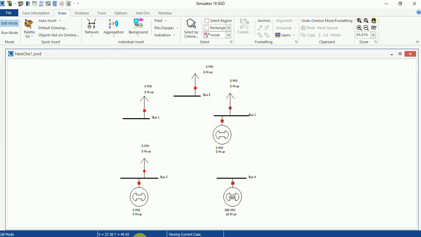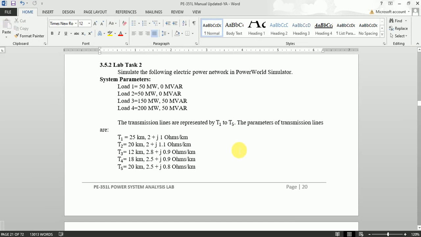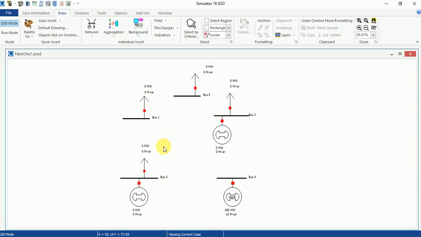Now, in the given question, it has been asked that there are five transmission lines: T1, T2, T3, T4, and T5. So let's add the transmission lines one by one. First of all, transmission line T1. Since T1 connects bus number 1 and bus number 3, go to network, transmission line, select bus number 1, and now select bus number 3 and double click.